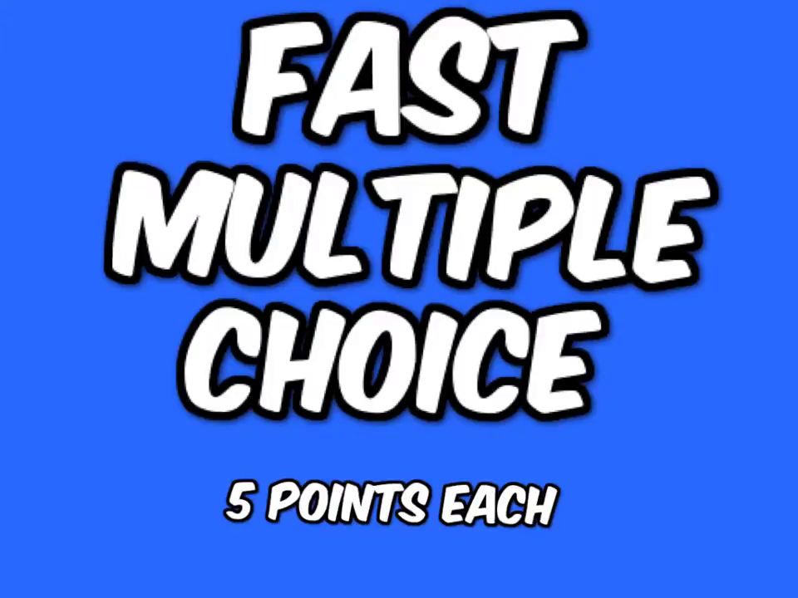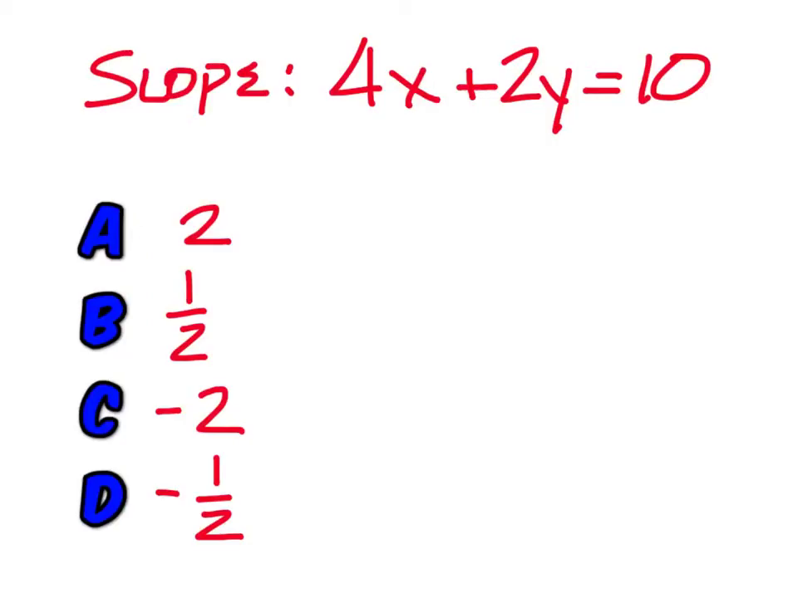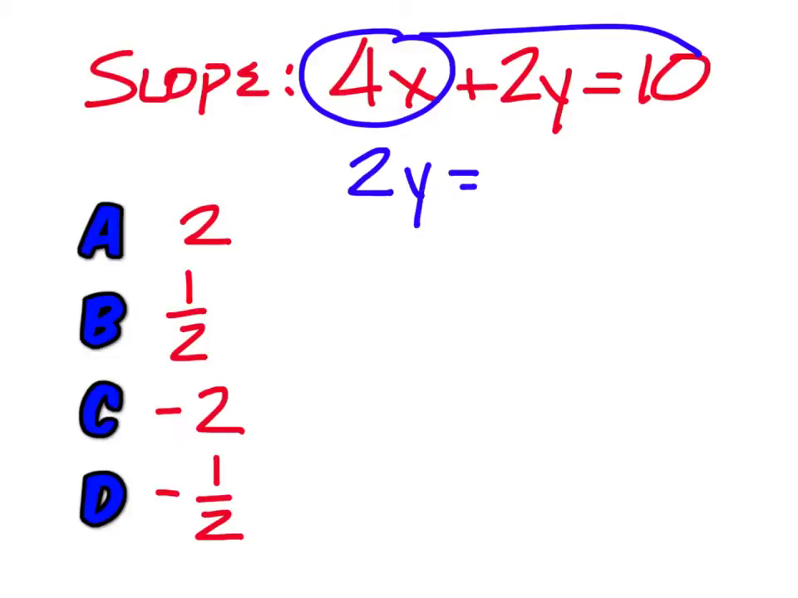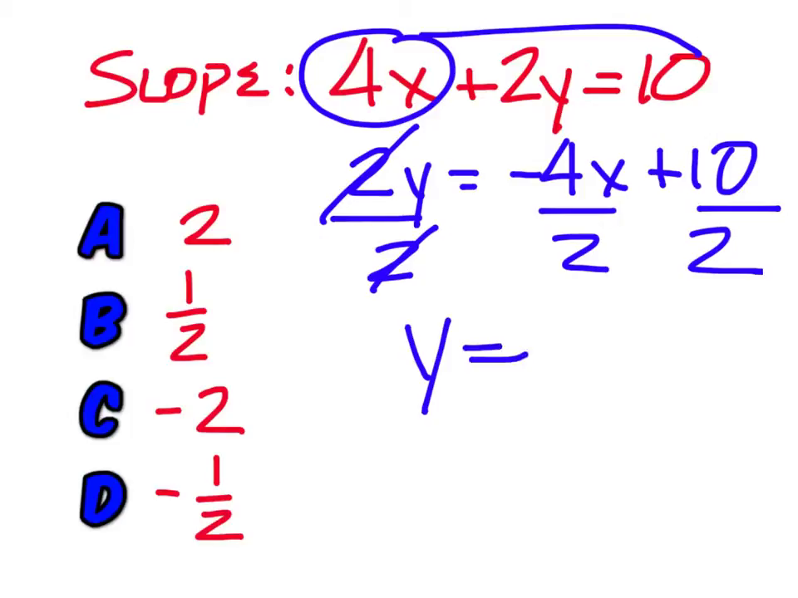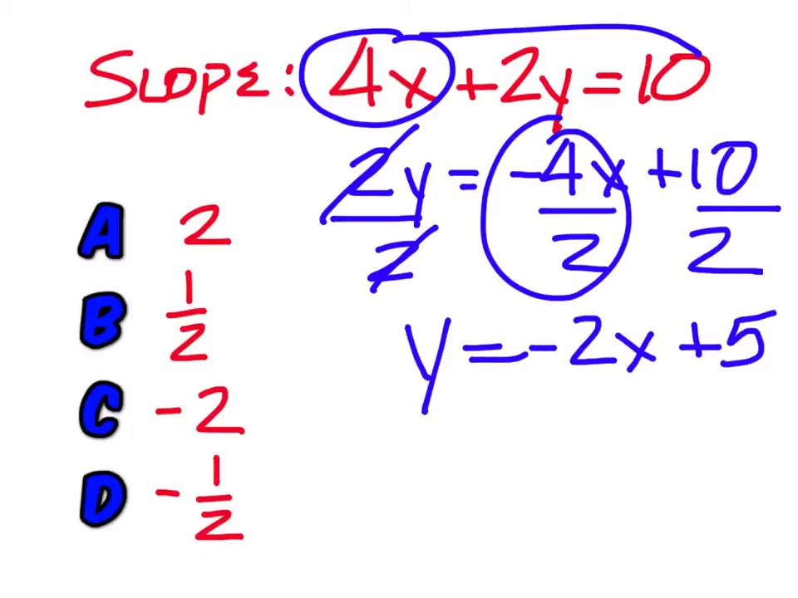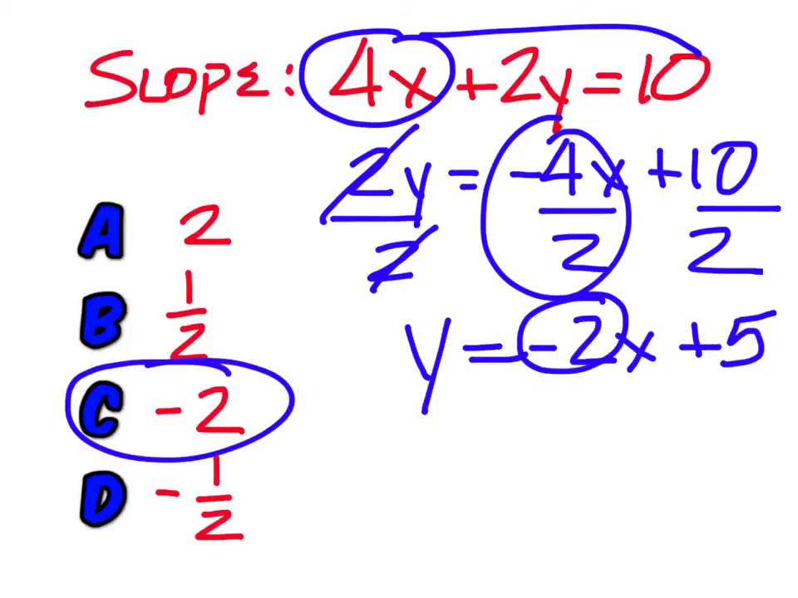Here's a multiple choice problem, block letter only. What is the slope of this equation? Here's how you do this. Move this to the right side and make it negative, changing the sign. So you have 2y equals negative 4x plus 10, and divide everything by 2. When you do that, these cancel. This is a negative 2x, and then you have plus 5. That's the slope, so it should be C.